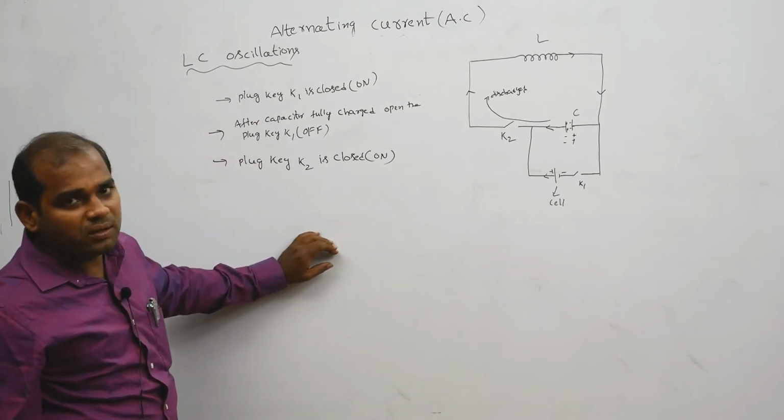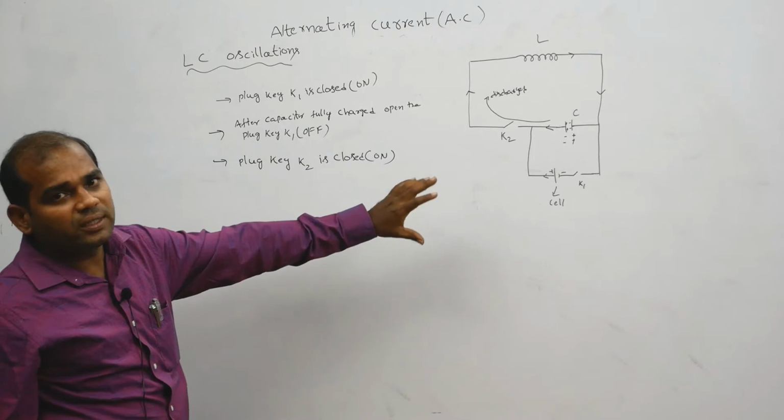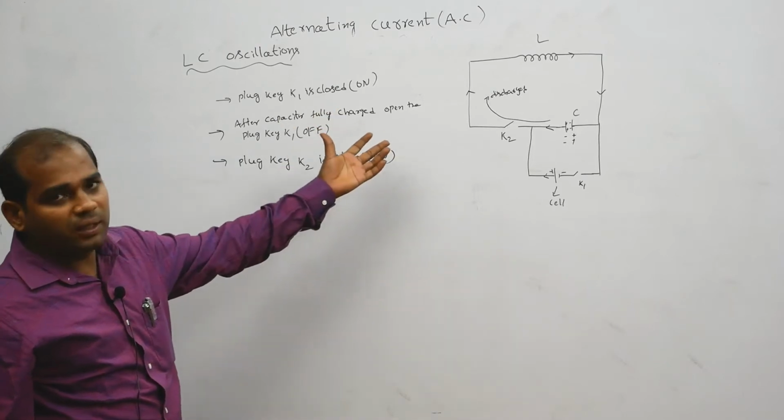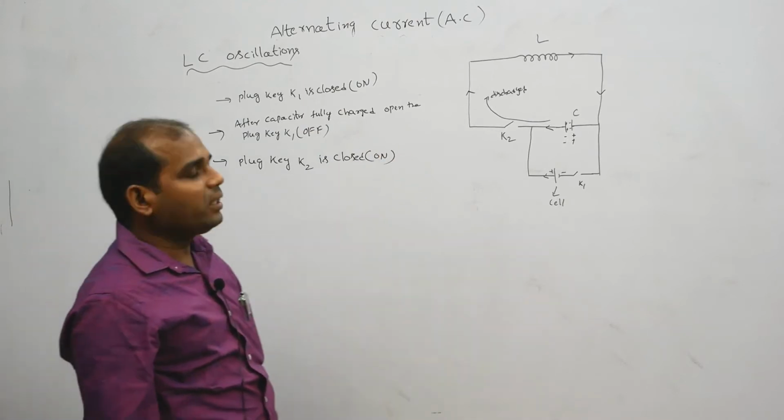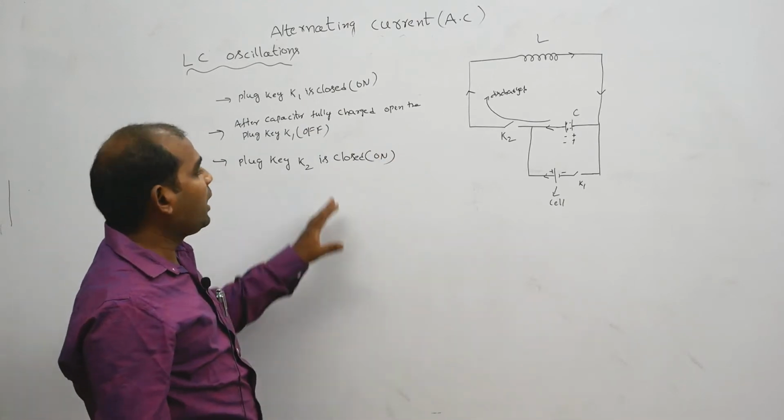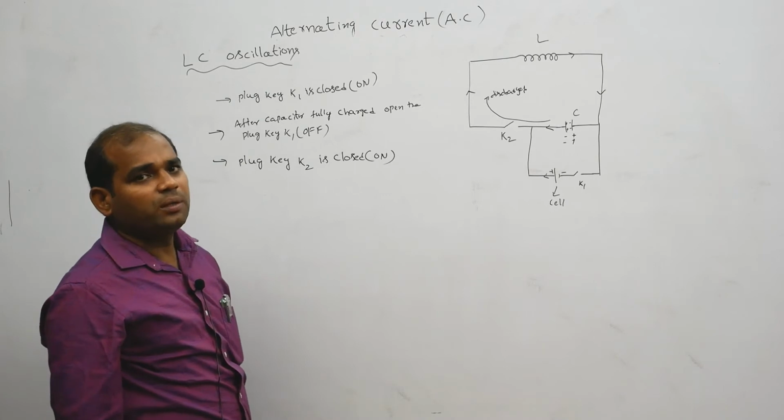What do you mean by LC oscillations? It means the electrostatic energy gets converted into magnetic potential energy, and the magnetic potential energy gets converted into electrostatic energy. In this way, the LC oscillations are produced.